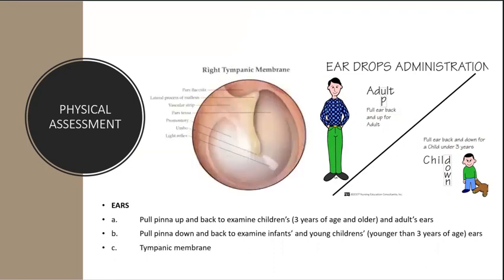With the tympanic membrane, if we use our otoscope, you would notice that there will be a cone-shaped light reflection. Usually, you will see this at the 4 o'clock or 5 o'clock position in the right tympanic membrane, while on the left tympanic membrane, we'll see it at the 7 or 8 o'clock position.